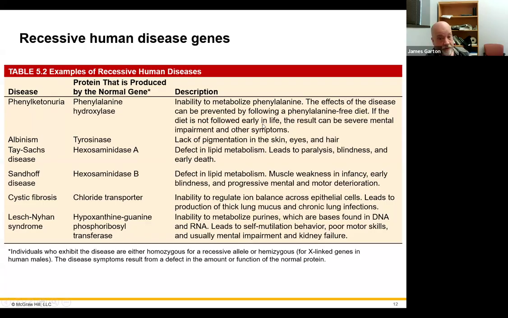Some of them are relatively minor, and some of them are, well, you have Tay Sachs disease. Early death means usually by about the age of 5 or so. And so some are really minor. If you're albino, you have certain lifestyle changes. And some of these things are lethal.